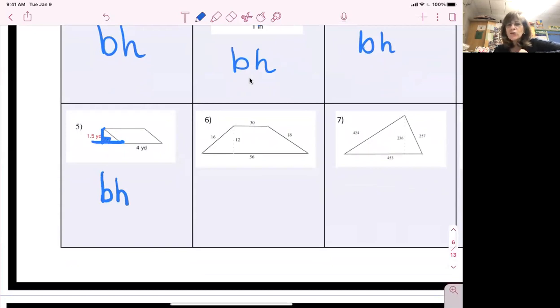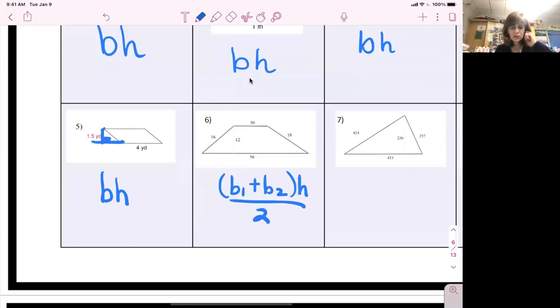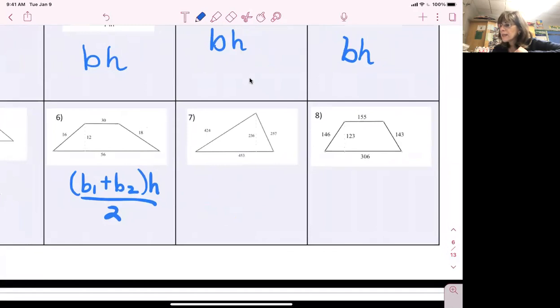Okay, this is a trapezoid. So the base here, and there's a base here. So it would be base times height. Oops, I take that back. It would be base 1 plus base 2 times the height divided by 2. Now, it doesn't matter, like I said, if you did 30 plus 56 or 56 plus 30. Triangle is base times height divided by 2.